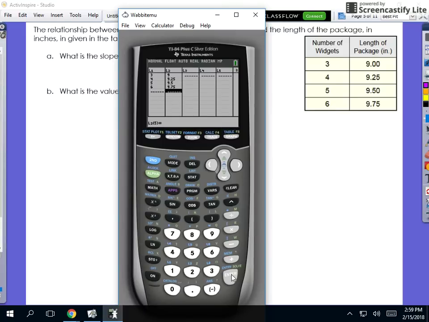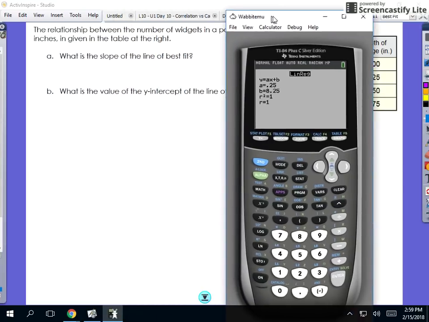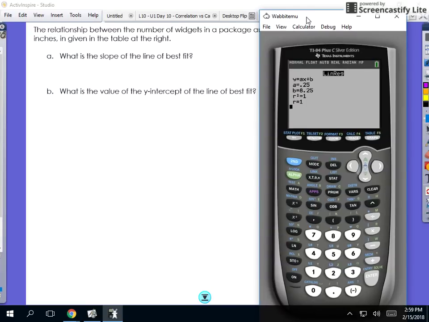Once you've got your data plugged in, what do we click next? We click Stat, go over to Calculate, and we're going to go down to line 4, LinReg, linear regression, to find that line of best fit. Go down to Calculate, and here we are. Here's our line of best fit. So with that in mind, notice that our slope is 0.25.